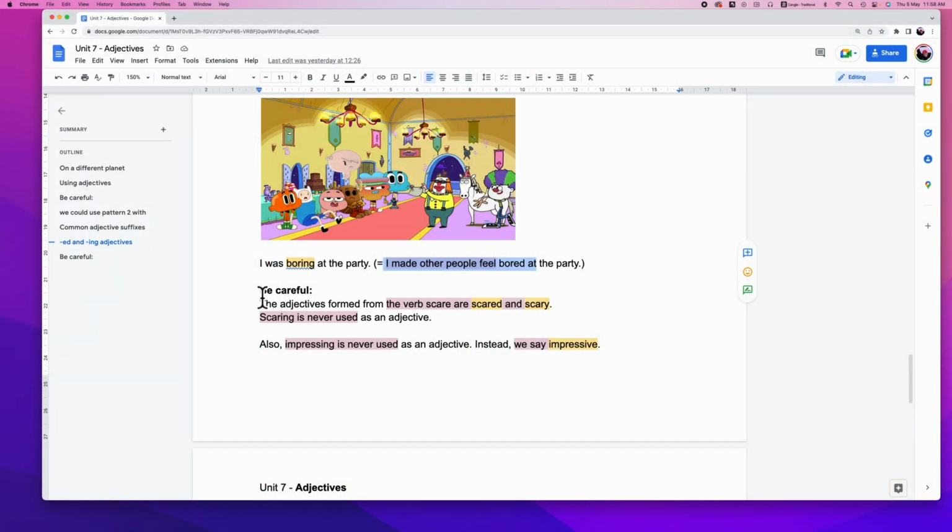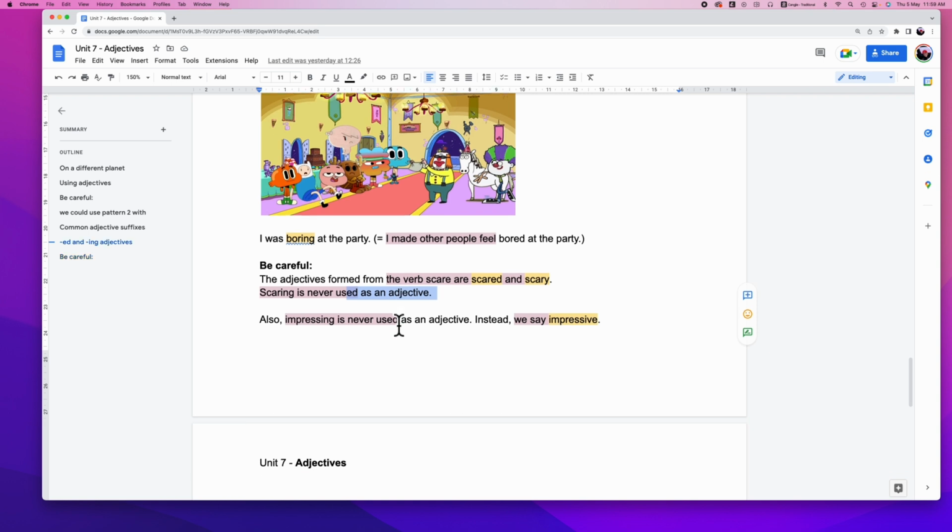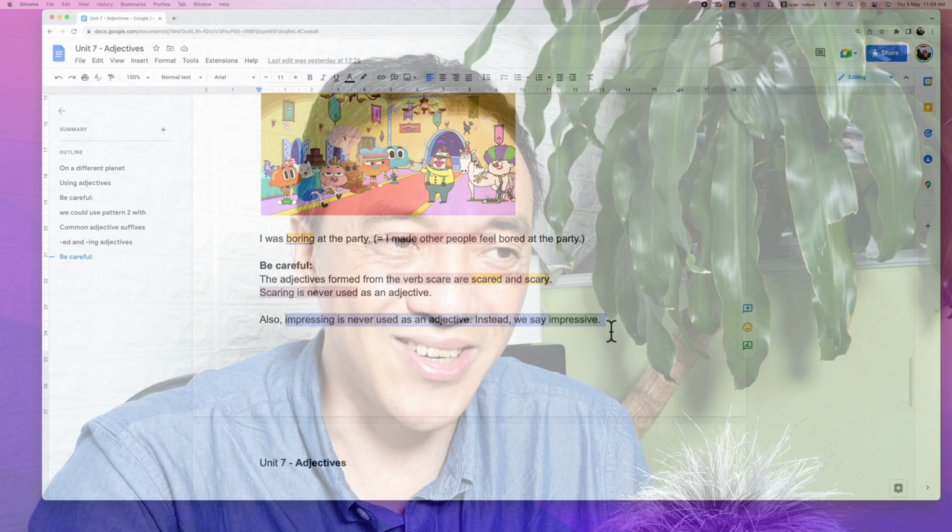There are some words that do not end with -ed or -ing when they are adjectives. Let's take a look at these two words. The adjectives formed from the verb scare are scared and scary. Scaring is never used as an adjective. And there's also another word: impress. Impressing is never used as an adjective. Instead, we say impressive.